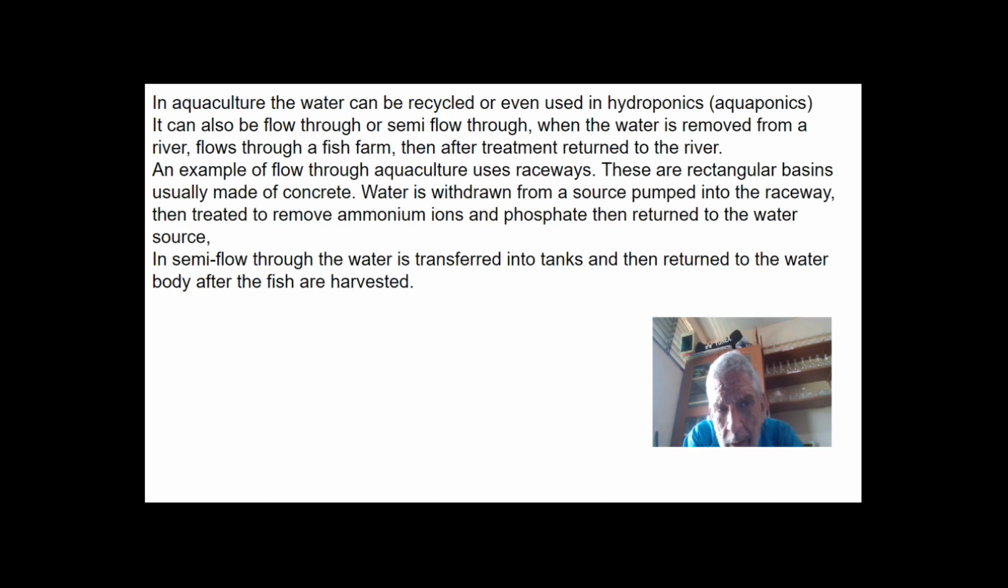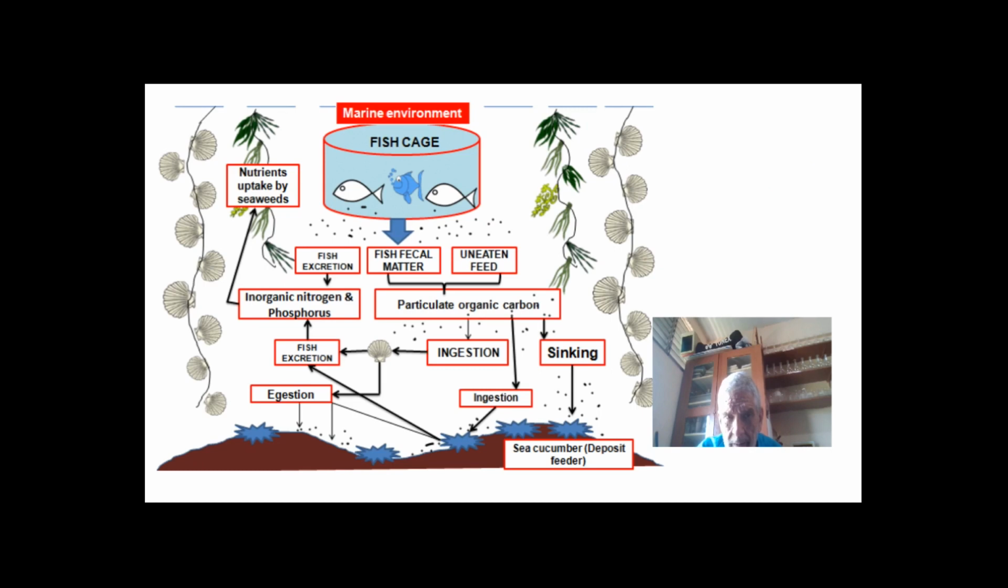So an example of flow through aquaculture uses raceways, which are rectangular basins made of concrete, and water is withdrawn from a source, pumped into the raceway, then treated to remove ammonium ions and phosphate, and then the water returned to the source. And then in the semi-flow through, the water is transferred into tanks, and then returned to the water body after the fish are harvested. So it's returned to the fish tank, in other words.